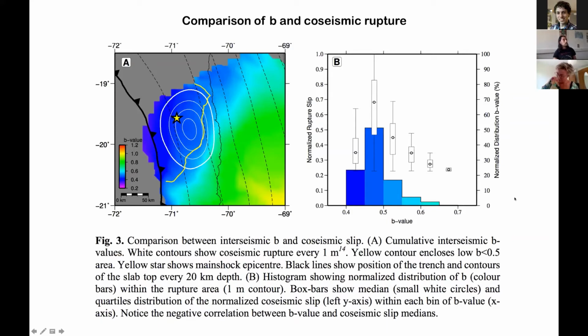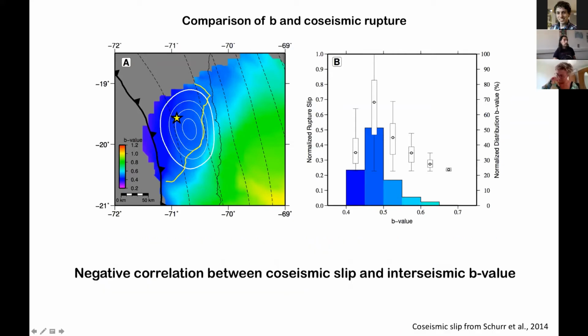So we can see that basically the important point here is that there is this negative correlation between coseismic slip and interseismic b-value. So we see here that as we increase in coseismic slip, we decrease in b-value. So we can associate that areas that are more stressed, therefore presenting lower b-values, are the areas that eventually will slip more during the coseismic rupture. And of course, this correlation is not strikingly beautiful, but we can see something there along those lines, and it makes sense.